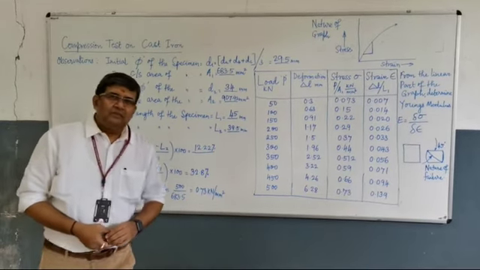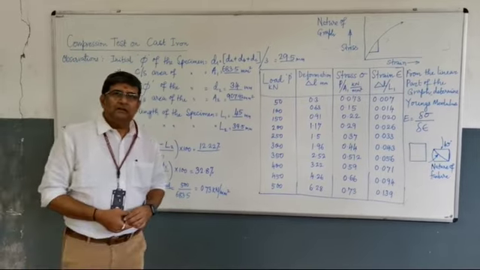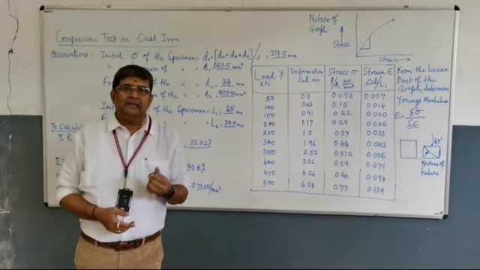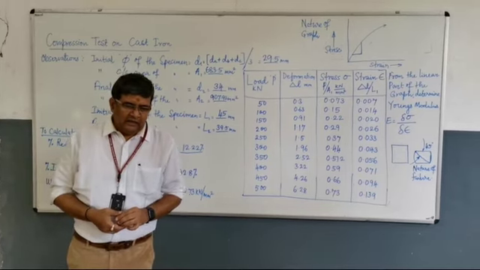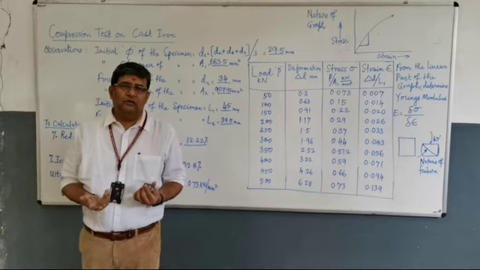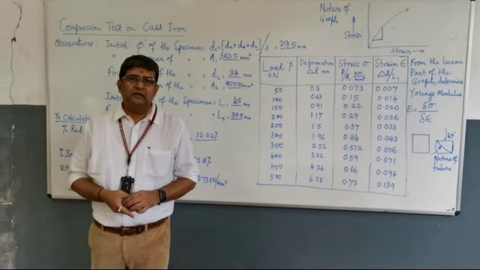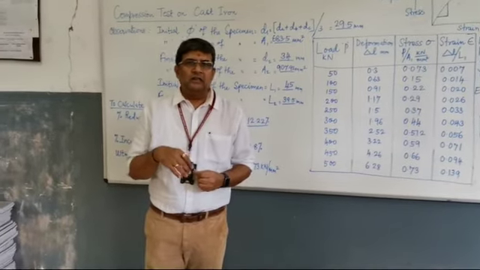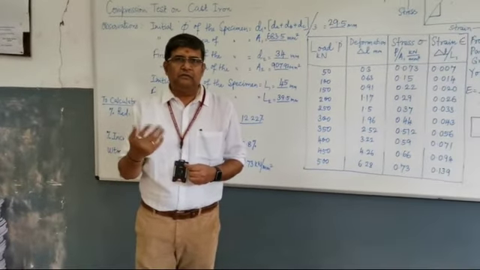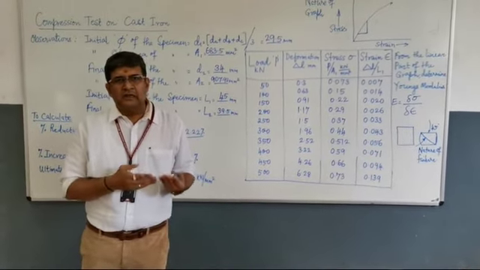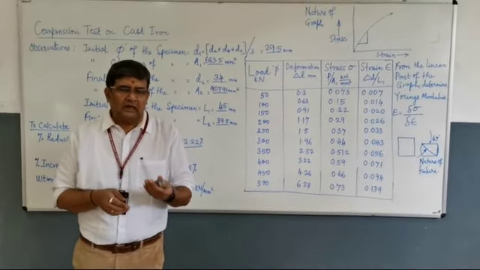Hello students. Today we'll conduct an experiment on cast iron, that is a compression test on cast iron. A compression test can be conducted on any material, as you know, and you have already conducted a compression test on wood, when wood was loaded along the grains and across the grains, and we found out the results. You can conduct a compressive test even on mild steel and on cast iron.